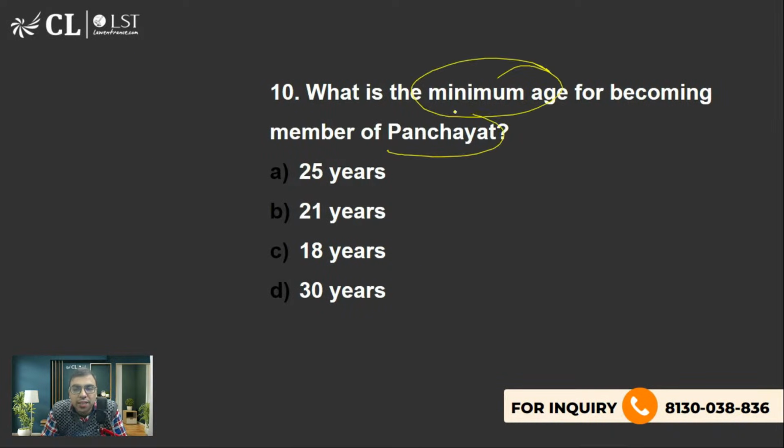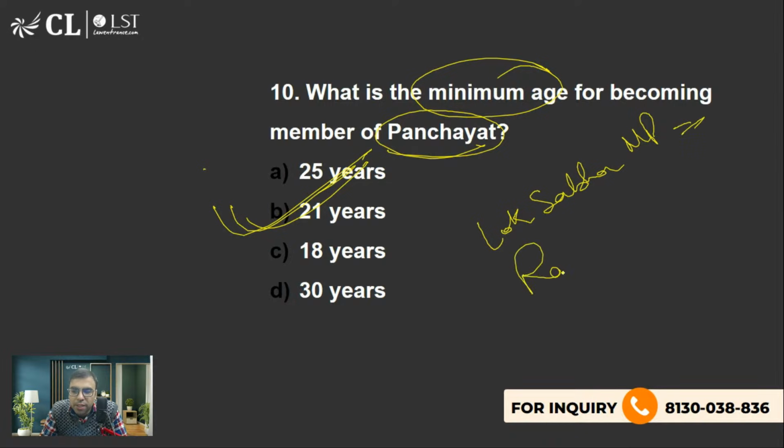मिनिमम एज फॉर बिकमिंग मेंबर ऑफ पंचायत, anyone? The right answer is it's not 25 years, it's 21 years. B is the right answer. पंचायत के लिए 21 years चाहिए. And if you want to become a Lok Sabha MP, then what should be the answer? Member of Parliament, minimum age. And a Rajya Sabha MP, then what should be the minimum age? बताइए. लोक सभा MP minimum age, राज्यसभा MP minimum age. राज्यसभा का 35 नहीं है, 30 है. हाँ, लोकसभा का 25, राज्यसभा का 30, ठीक है.